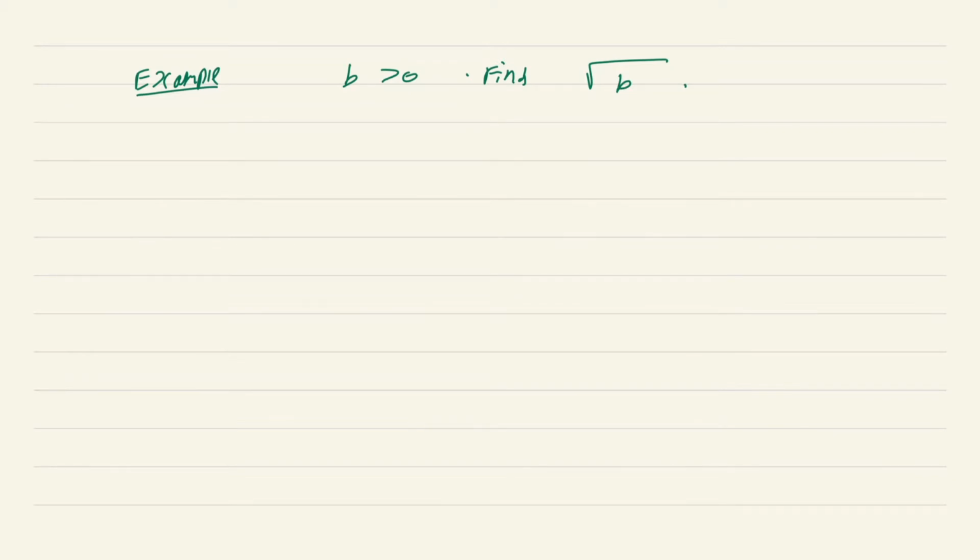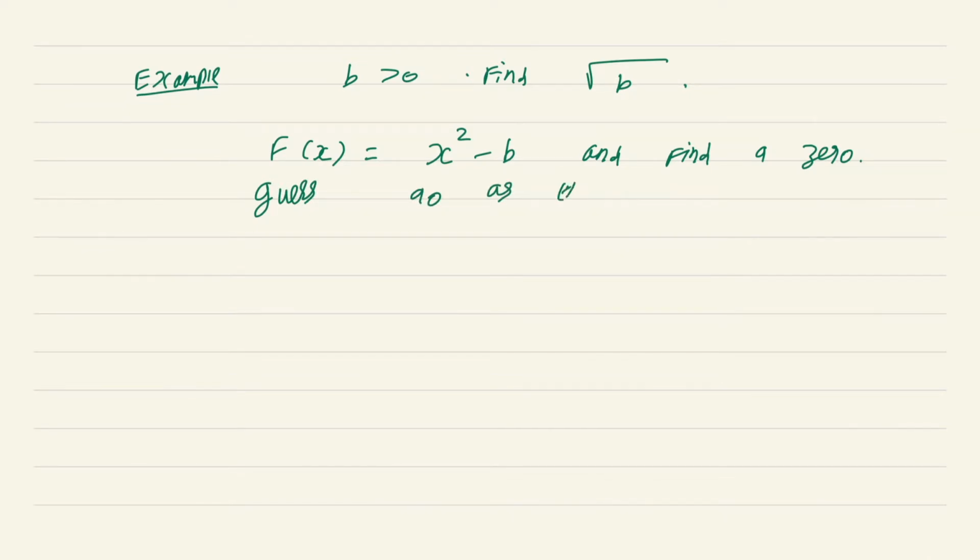Find square root of b. Okay, so what we are going to do is naturally to apply Newton's method. We are going to consider the function f of x equal to x squared minus b and find a 0. This is the aim. Okay, so of course, what does Newton's method say? Guess a naught as the solution.